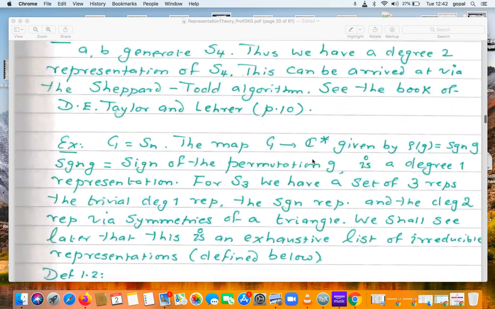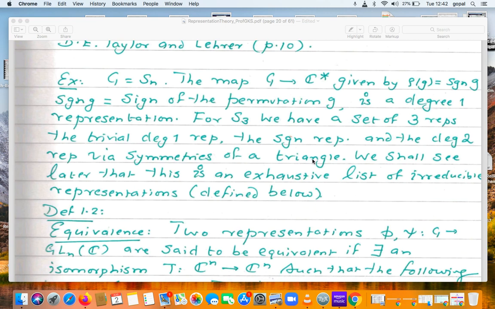Then you have this group Sn, the symmetric group. You have the sign representation, and then of course you have the trivial representation. Always you have the trivial representation, everything going to one, the trivial group homomorphism G to C star. Here you have a non-trivial one, G going to C star, the permutation going to the sign of the permutation. So for S3 we have a set of 3 representations, and for Sn we will have as many as there are partitions of n. That is the number of conjugacy classes.